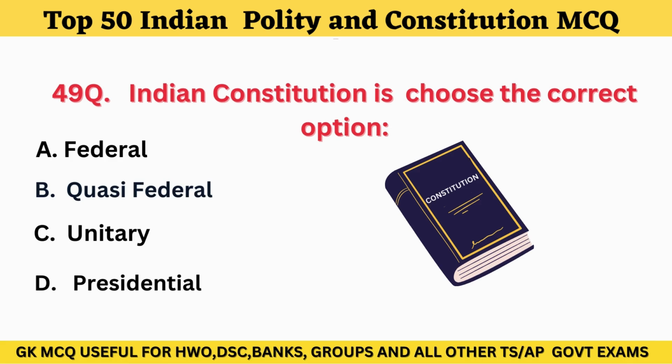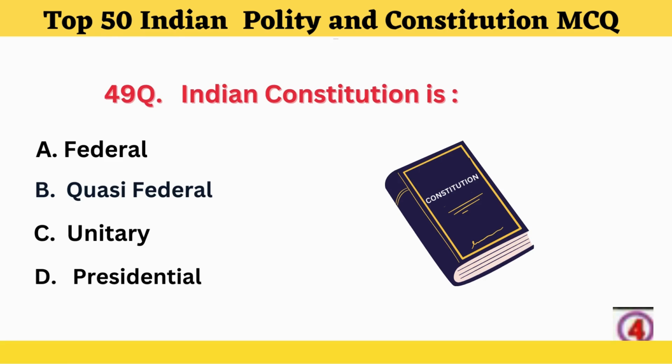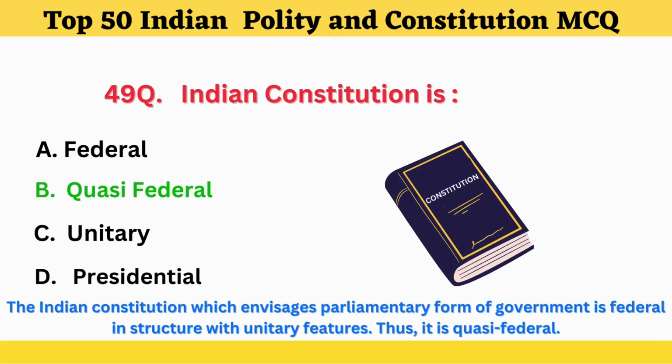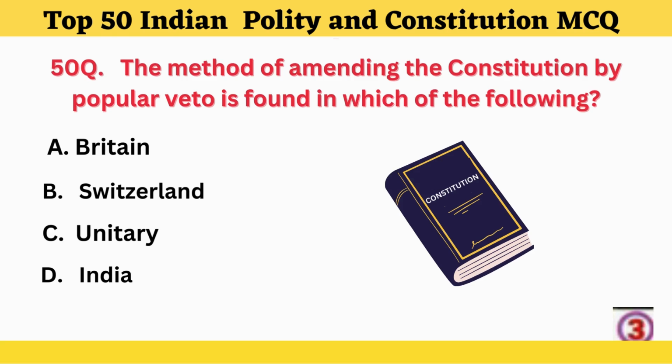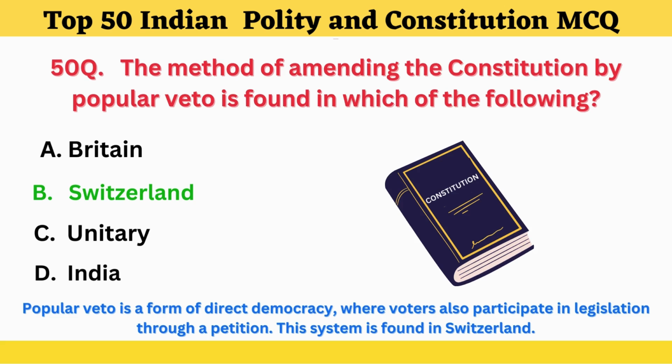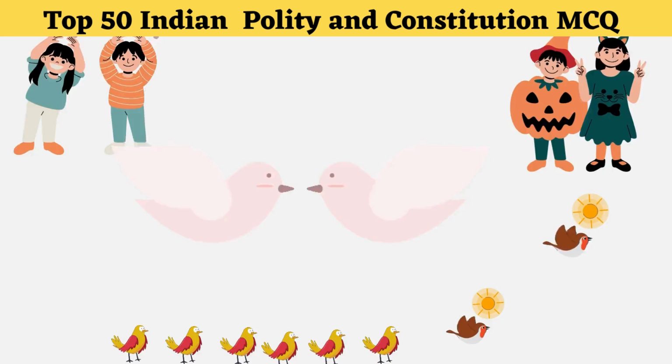Indian Constitution is, choose the correct option. The correct answer is option B, Quasi Federal. The method of amending the Constitution by popular veto is found in which of the following? The correct answer is option B, Switzerland.